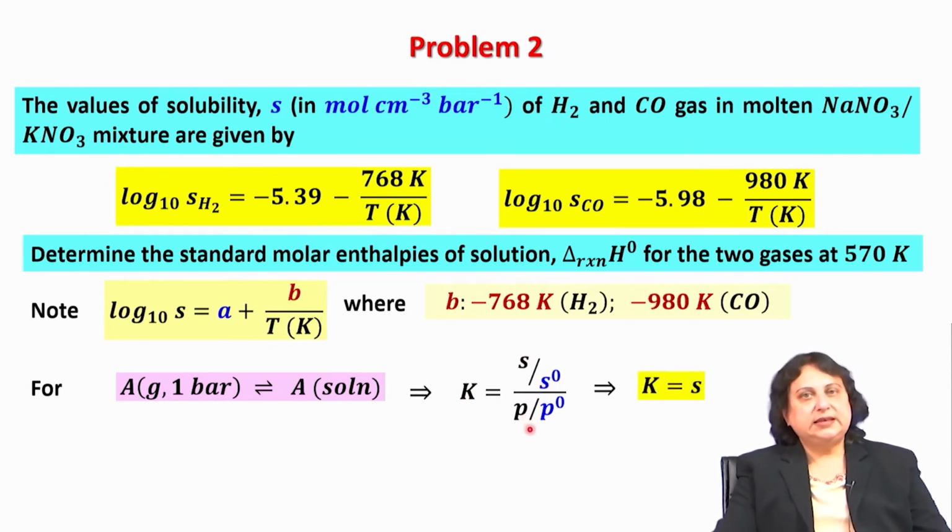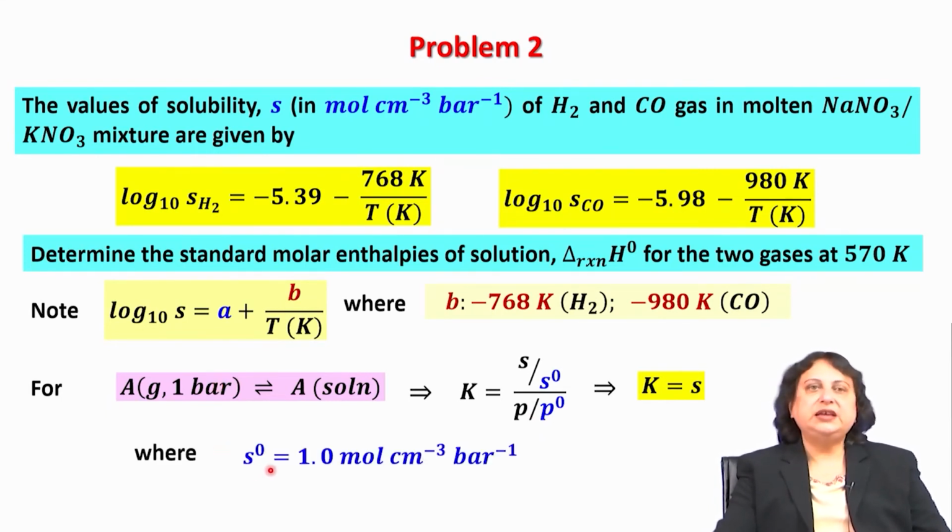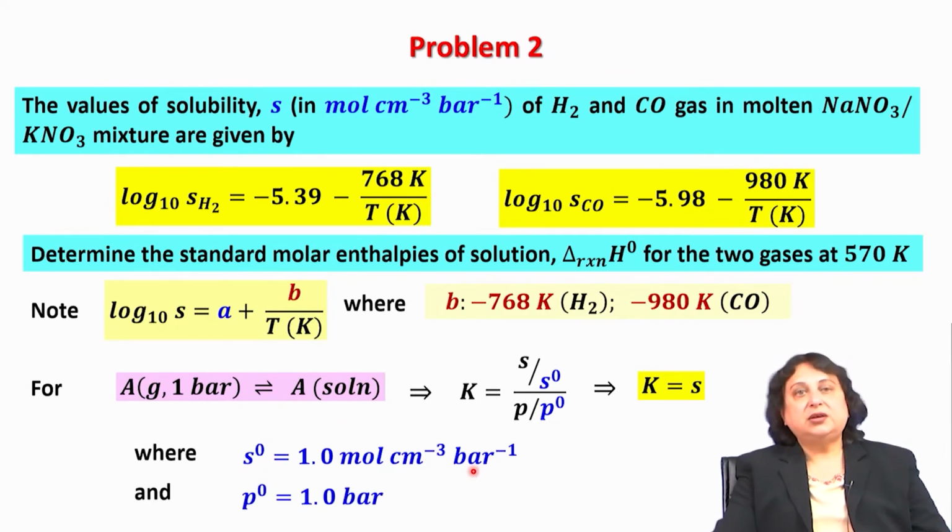Now, this is going to be equal to S. This equilibrium constant is going to be equal to S because I am using the gas at the standard state. So, I understand that in this case I am using S naught as 1 mole per cc per bar and P naught I am using as 1 bar. So, S is given in the experiment to be in this particular unit.